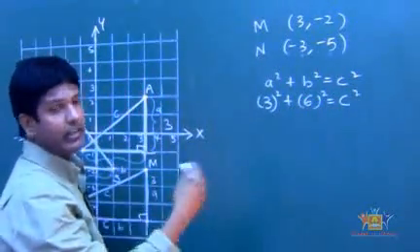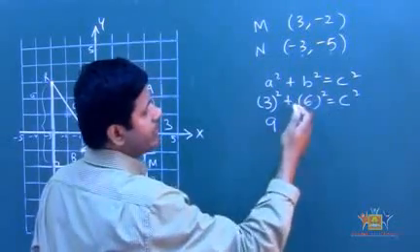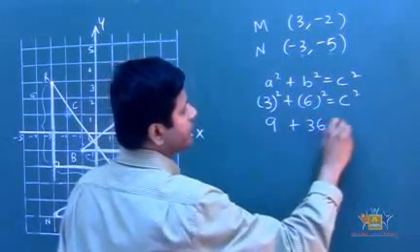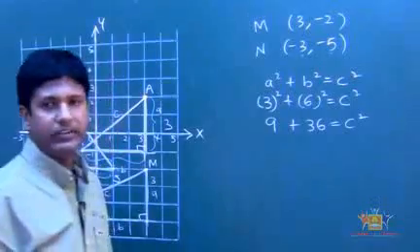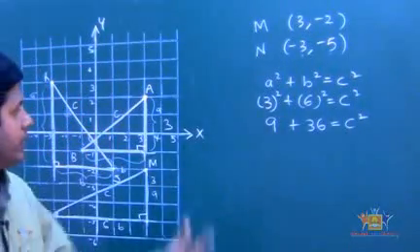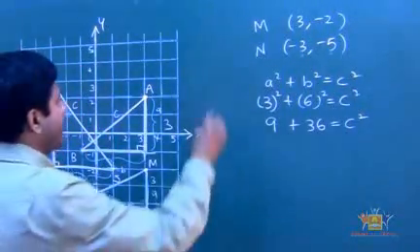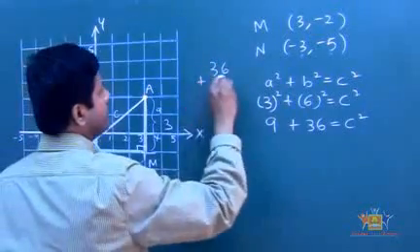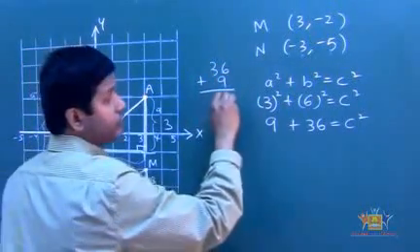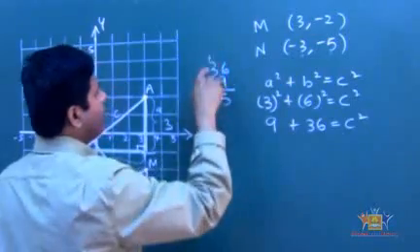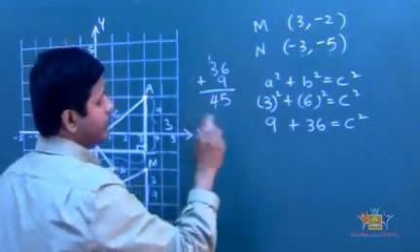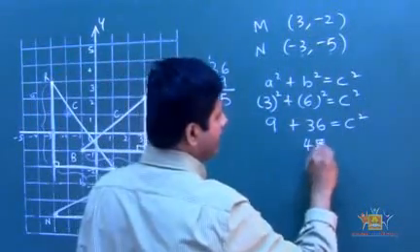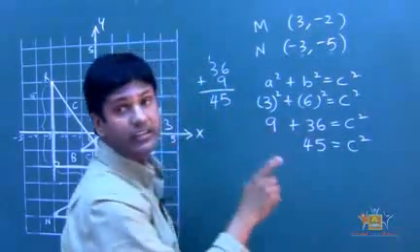3 squared means 3 times 3, which is 9. 6 squared means 6 times 6, which is 36. And we're looking for C eventually, but we write it down as C squared. So 9 plus 36, let's line it up. So 36 plus 9, 6 plus 9 is 15, 5 carry 1 plus 3 is 4. So that's 45. But again, we are looking for C, but you got C squared.